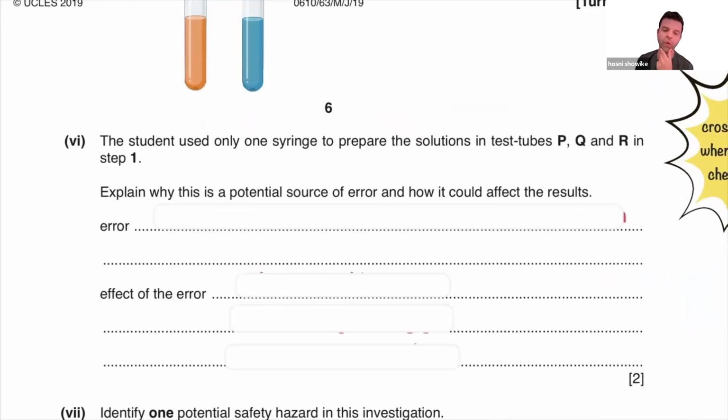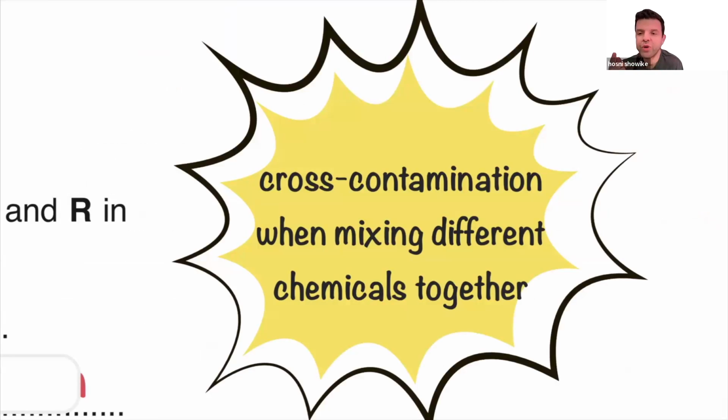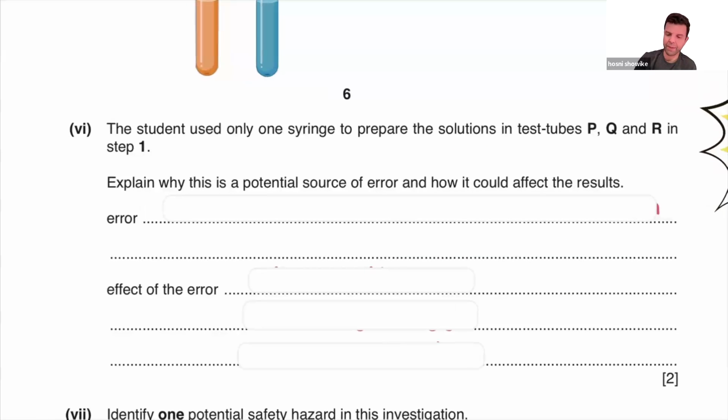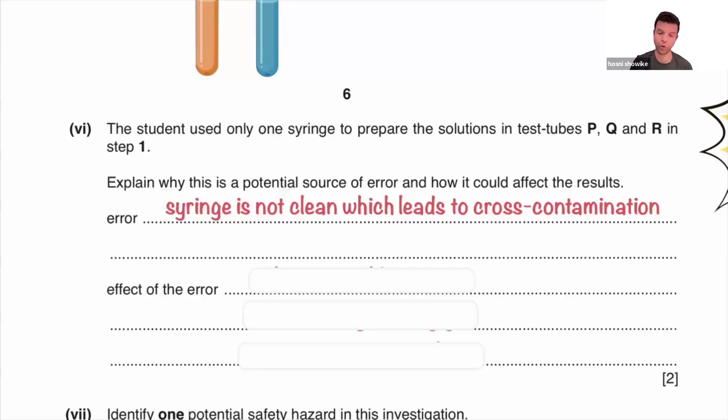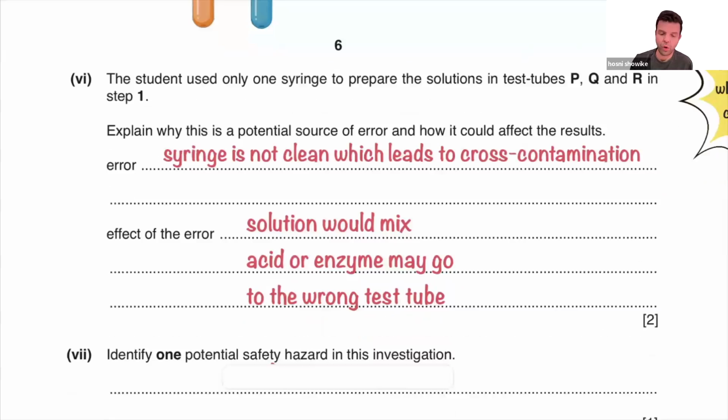And then they said, explain why there's a potential source of error in this. This student used only one syringe. Why is this an error? Why would this mess up the whole experiment? Usually that's what we call cross-contamination, meaning that you're mixing solutions with one another because you're using the same dropper or the same syringe, right? Again, if I'm using the same syringe, then the error is going to be cross-contamination. And the effect is that you would put some acid in the first test tube or the second test tube, or you may put an enzyme in the first test tube, right? So for all of these reasons, that would completely mess up the experiment.